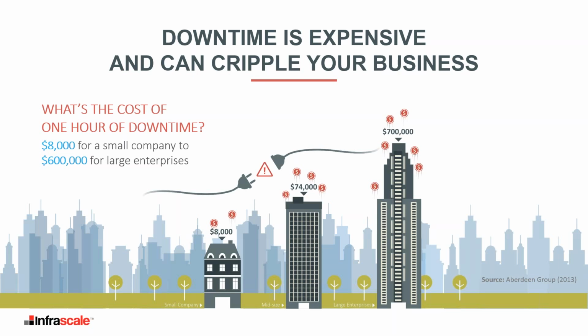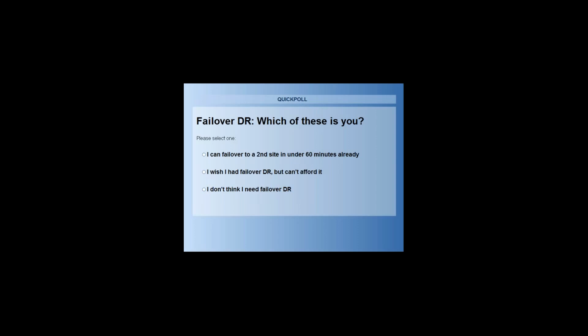So that raises the obvious question: if downtime is so harsh, why haven't we done more to address it? Why haven't we implemented systems that allow us to fail over to a second location really quickly? So that brings me to my second poll. Let's ask the audience today, how prepared are you for such a disaster? This second poll asks the question, when it comes to failover and disaster recovery, which of these buckets do you fit in? 1, you can fail over to a second site in under an hour. 2, gosh, I wish I could fail over to a second location, but I just can't afford it. 3, for whatever reason, I don't need that kind of failover.